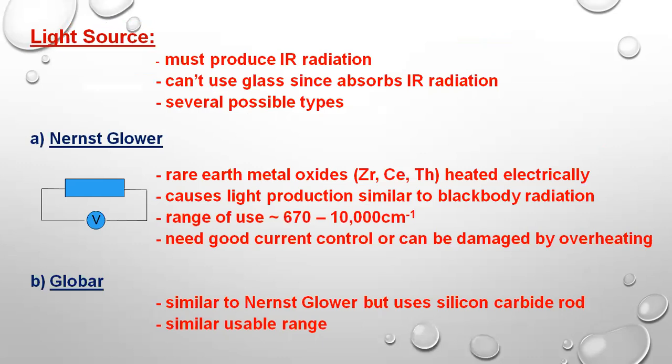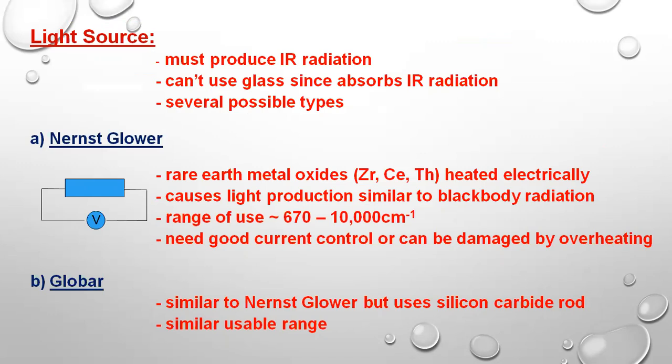First, we discuss the light sources of IR spectrophotometer. Light sources must produce IR radiation, and we cannot use glass, since glass to some extent is IR radiation absorbing. Different light sources are possible.